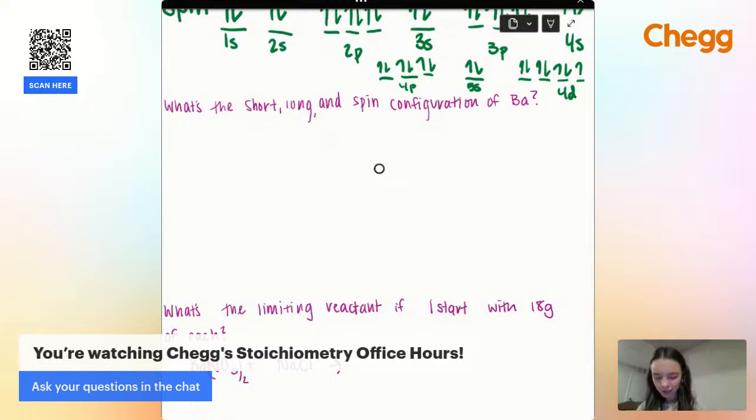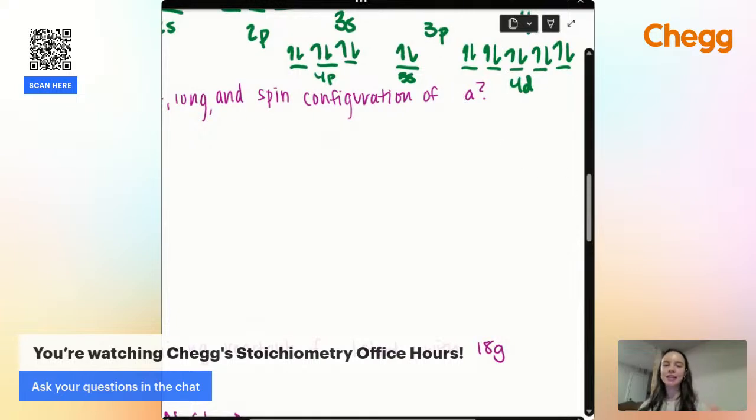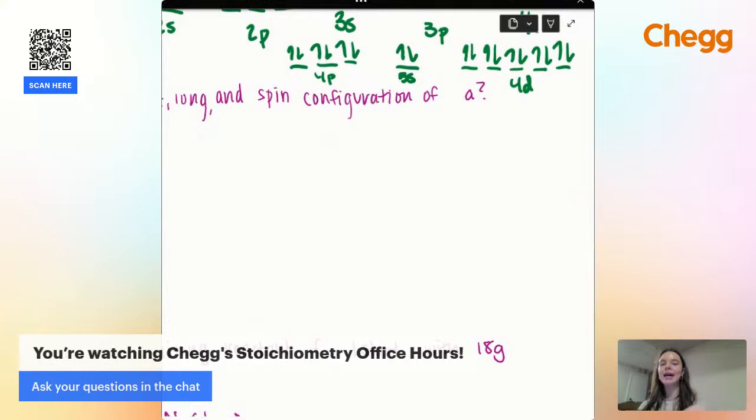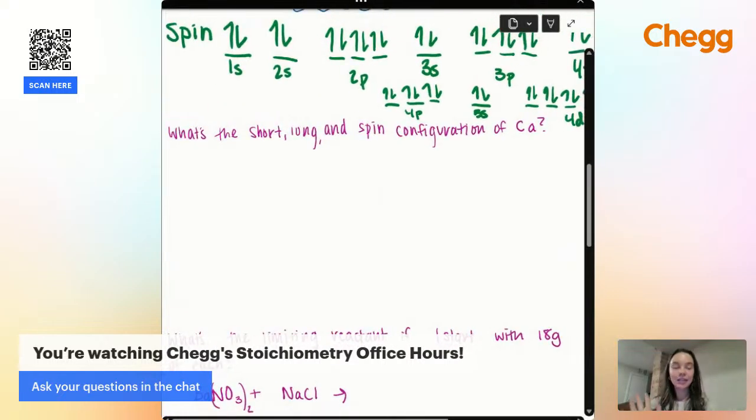Oh my goodness, I just realized how far in the periodic table barium really is. I'm not going to make you all do that since we just did gold. We are going to do calcium. Give me the electron configuration of calcium. Barium is crazy. Did not realize it was that far. But yeah, give me the long electron configuration of calcium.